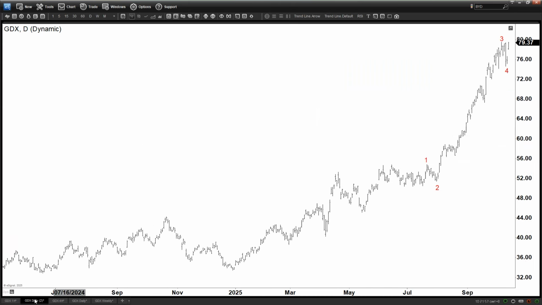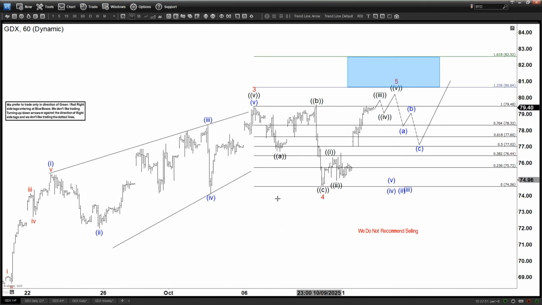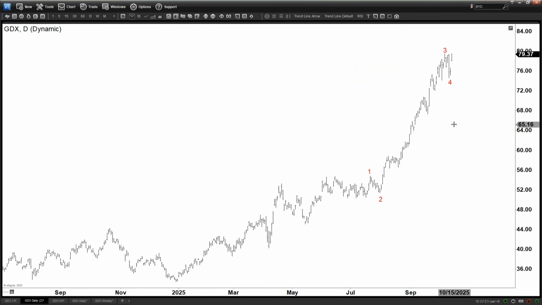Now zooming out, here is the 5 waves up in the minor degree. Now the higher degree count is available in our member area if you'd like to see it.